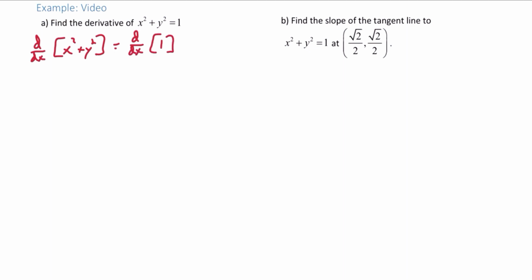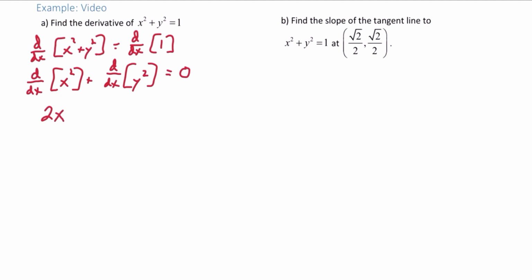On the left, we can split apart the x squared and y squared. So the derivative of x squared plus the derivative of y squared. And on the right, the derivative of 1 is just 0. Now look at the derivative of x squared. Since it's in terms of x, we're just going to use our normal rule. Derivative of x squared with respect to x is 2x.